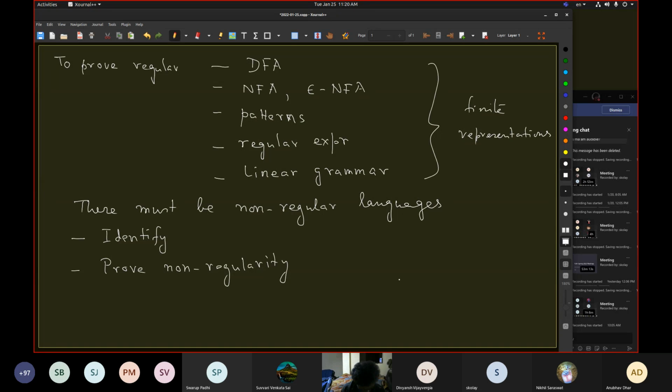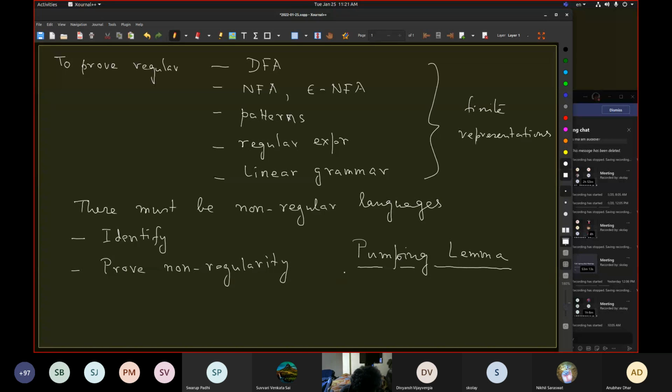So to this goal, I will first introduce what is called pumping lemma. And once we have some number of non-regular languages in our bag, we can do some other kind of arguments to prove non-regularity. But to start with, we must understand what is meant by pumping lemma.